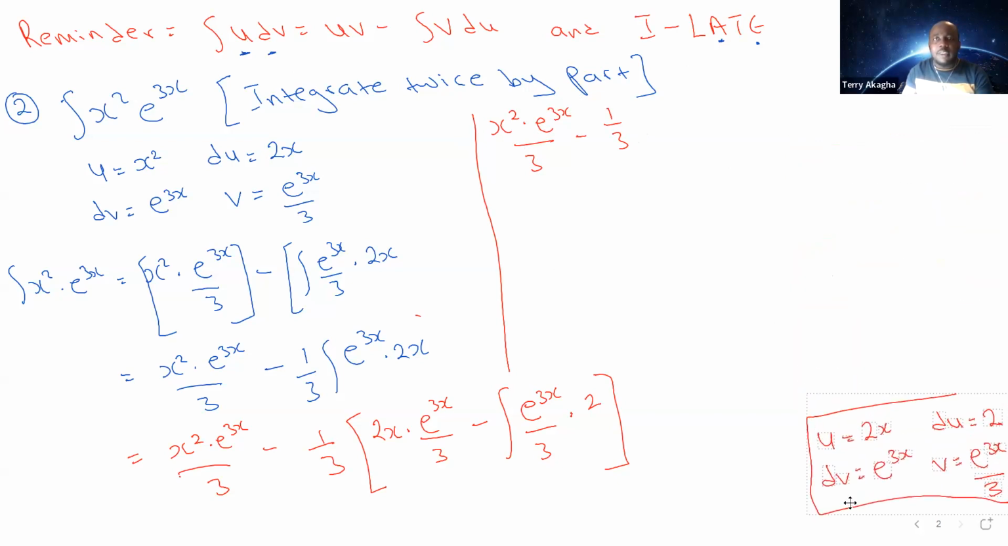Yeah, so drag it down here. Okay, so I can keep solving. So 1 over 3 into bracket, 2x e^3x over 3 minus, integrating 2 e^3x over what? 3.